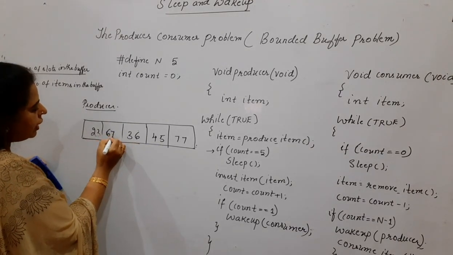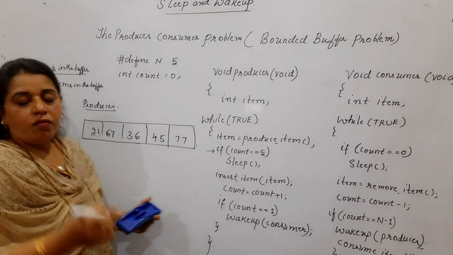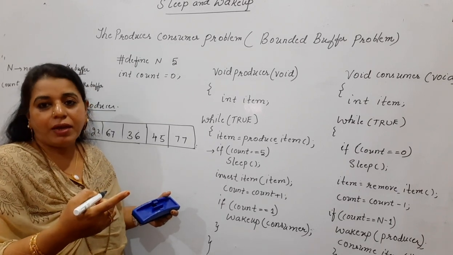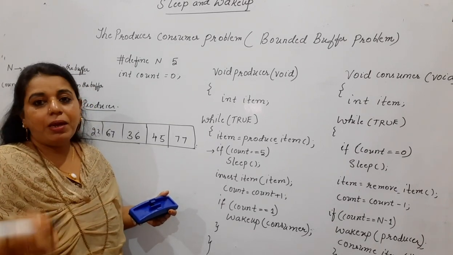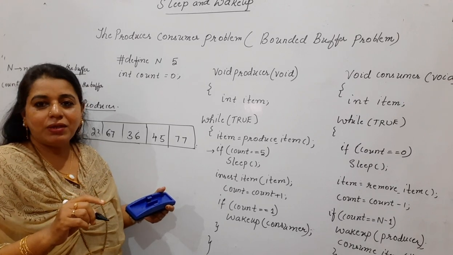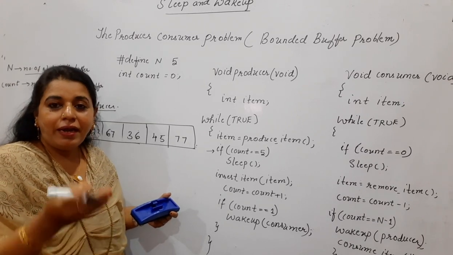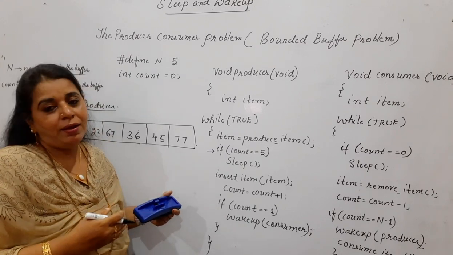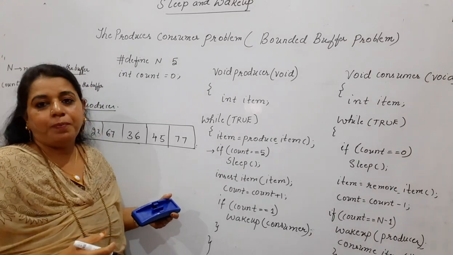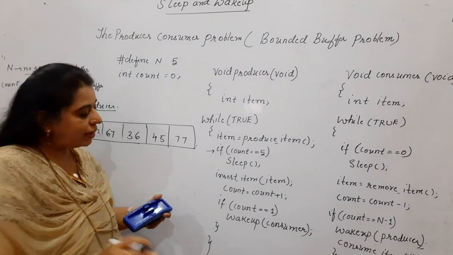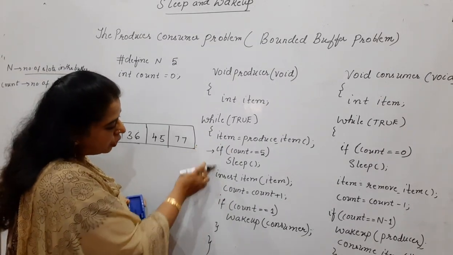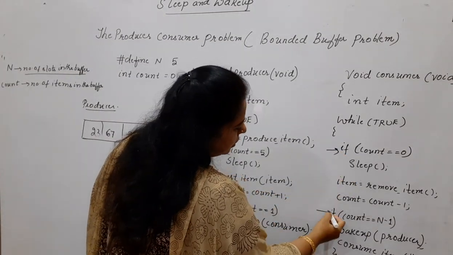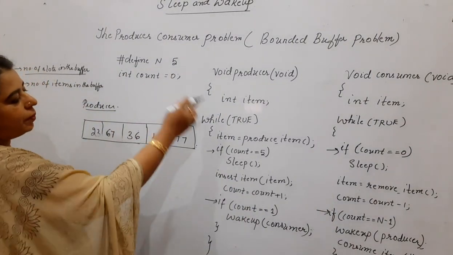You have to see here, mainly in this code, when does the producer enter into the sleep mode and when does the producer make a wake up call to the consumer. Similarly, in the consumer code, what you have to see is when does the consumer enter into the sleep mode and when does the consumer make a wake up call to the producer. So these 4 different situations are seen here. For that, you can see there are 2 ifs in the producer code and 2 ifs in the consumer code.